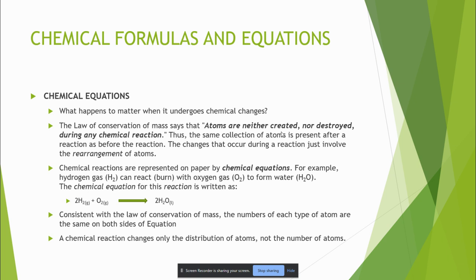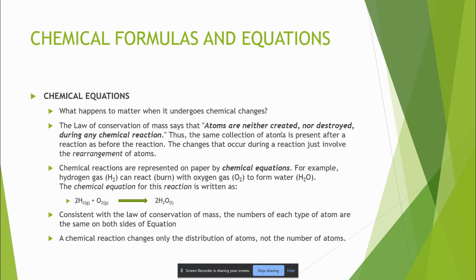That's the idea here. A chemical equation is just an equation showing how a substance is being converted into another substance, or how one or more substances are being converted to different kinds of substances. The law of conservation of mass says that atoms are neither created nor destroyed during any chemical reaction. Thus, the same collection of atoms is present after a reaction as before the reaction.